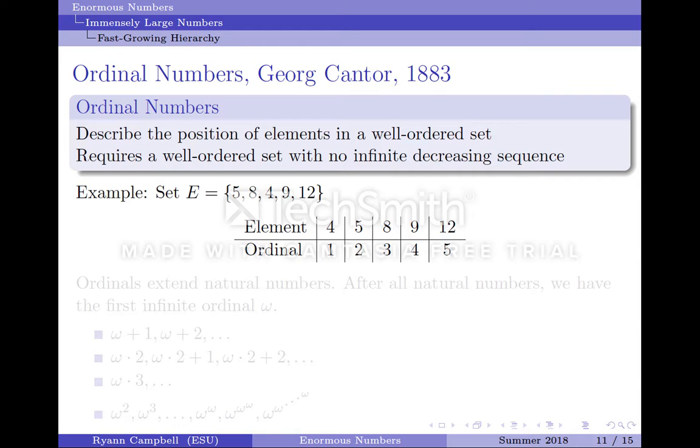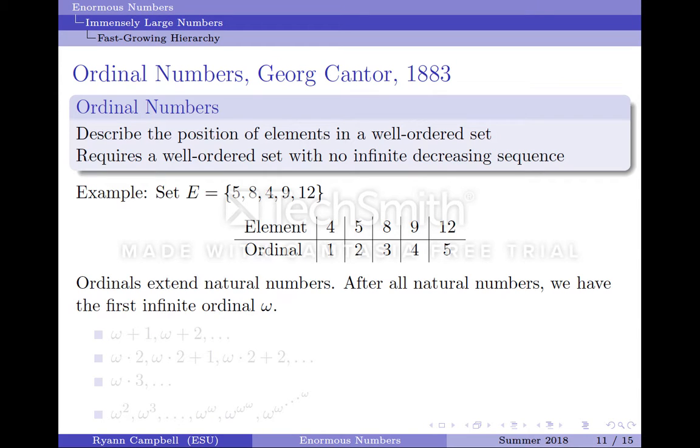What's so special about ordinals is that they can be used to extend natural numbers. So we can think about numbers that have been extended past what we would normally think of as a ridiculously large natural number. After all of the natural numbers, we have the first infinite ordinal, omega. After omega, we can have omega plus 1 and then omega plus 2. So we can use a lot of operations that we already used back in elementary school on this very non-elementary type of problem.